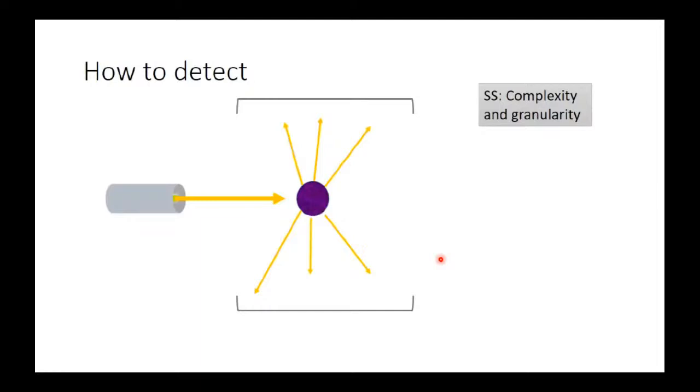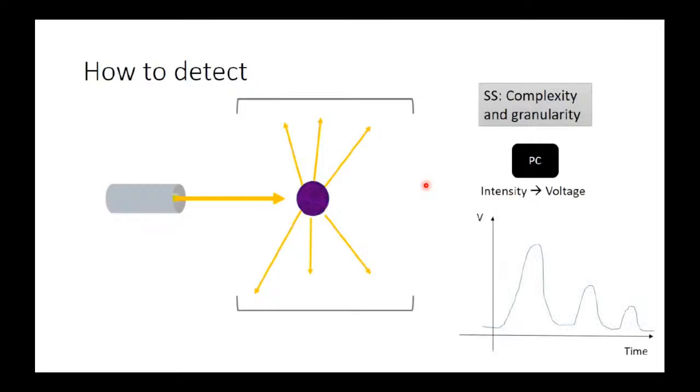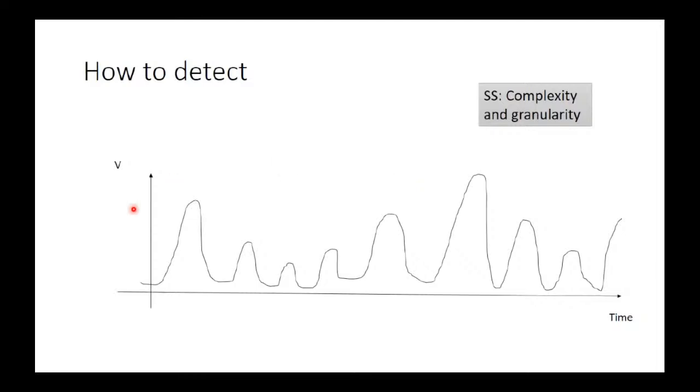Similarly to what we saw in forward scattered light, the detectors are connected to the PC, which is going to convert the intensity of light into voltage, and then I'll get something similar to this. So the side scattered light data will be similar to the forward scattered light data. So the complex cells will give me a high peak, and the simple cells will give me a small peak.